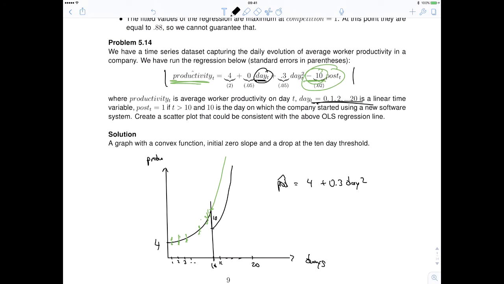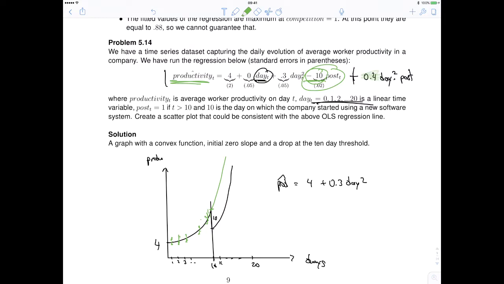What if here you had plus 0.3 times day, day squared times post? If you had something like this. Actually, let me make it 0.4. What would then happen to this graph? Well, if you had something like that, you're no longer just saying that in the post period I'm going to have lower productivity across all periods. In the post period, it's also going to affect productivity over time. It's also going to affect the slope, or the rate at how quickly this changes.